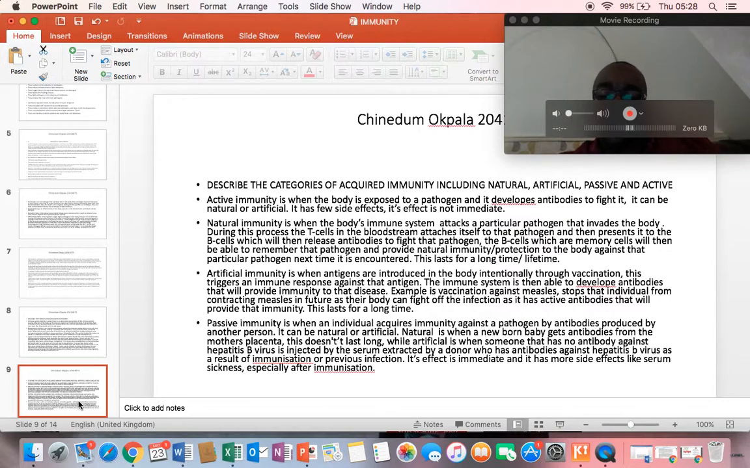when someone that has no antibody against hepatitis B virus is injected with serum extracted from a donor who has antibodies against hepatitis B virus as a result of immunization or previous infection. Its effect is immediate and it has more side effects like serum sickness, especially after immunization.